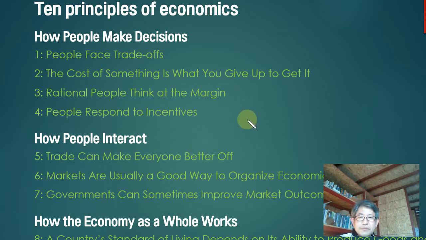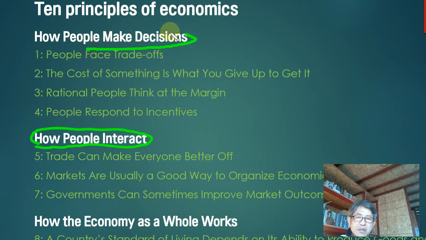Okay. And the next big part of the 10 principles is how people interact. We have reviewed how people make decisions, and this time, how people interact. Okay, how people interact. Trade can make everyone better off. Okay, everyone better off.